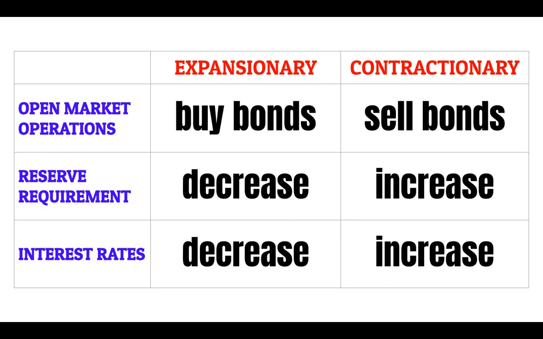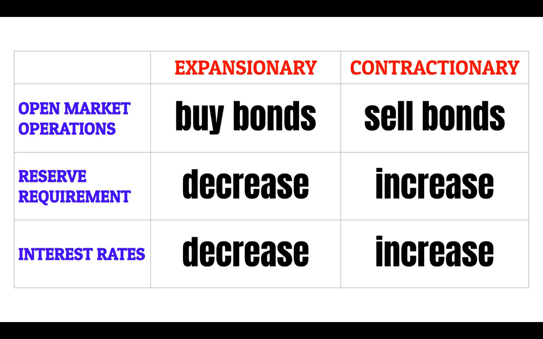So just to reiterate, to expand the economy with open market operations, we would buy bonds. This is going to make the money supply bigger. We would decrease the reserve requirement because that would give banks more money to loan out, less to keep in their vault. And we would decrease the interest rates, because that would make borrowing money less expensive. People are going to do more of it.